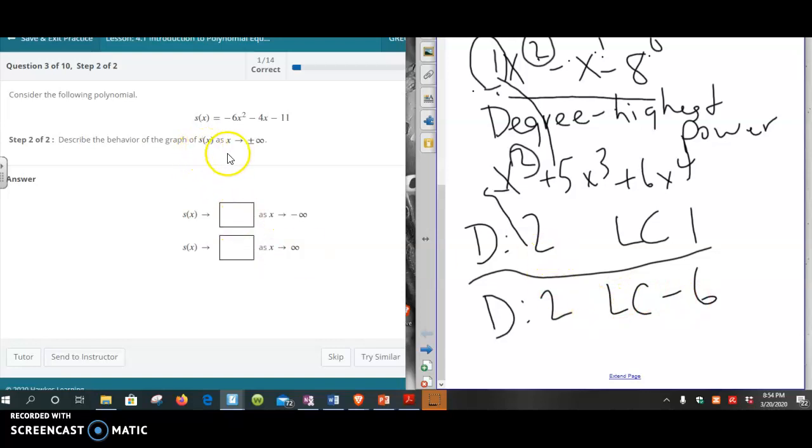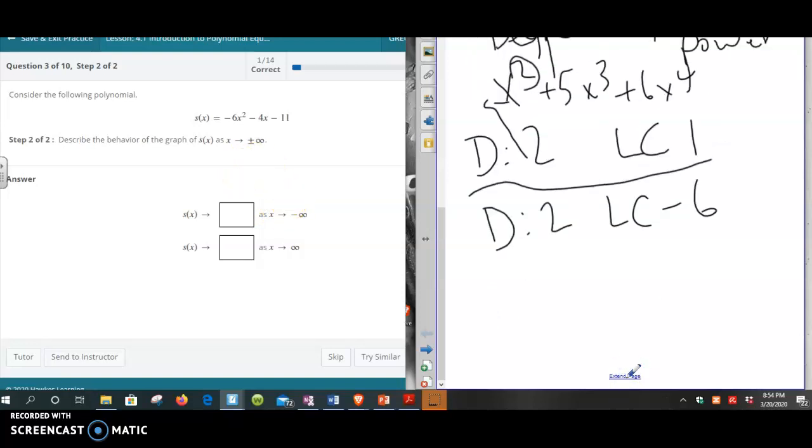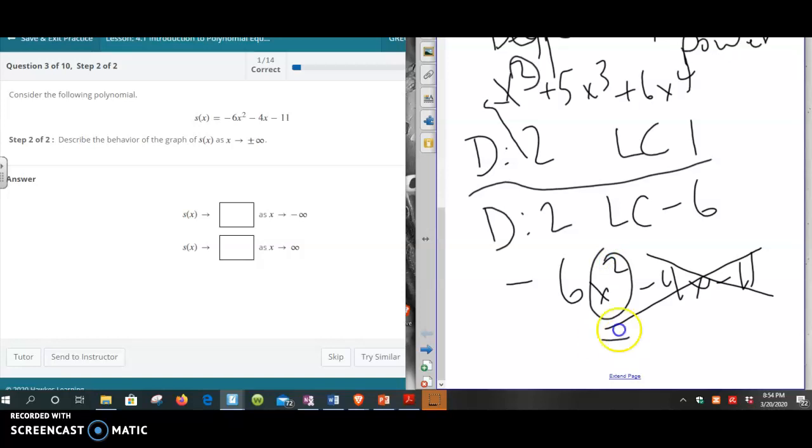They say, what happens to the function as x goes to negative infinity? Well, negative infinity is a really large negative number. So we have negative 6x squared minus 4x minus 11. First of all, when you put a large number in for x, this is not going to be relevant at all. It's going to be immaterial. It's not going to be as big. When we square something that's negative, this whole thing is going to be positive, and then we multiply that by a negative 6, and that's going to go towards negative infinity. So that one's negative infinity.